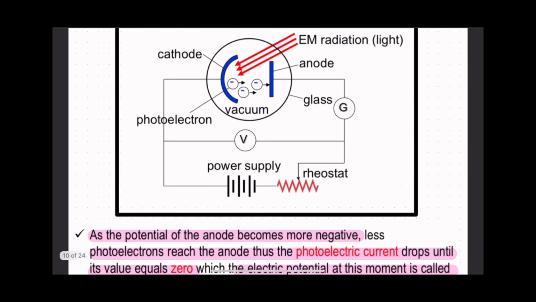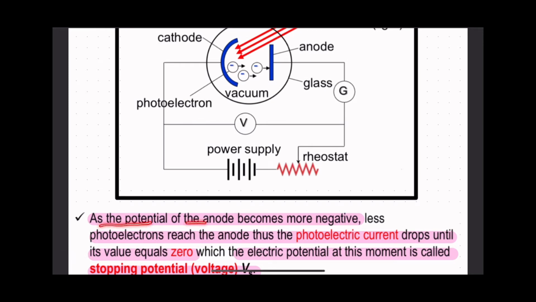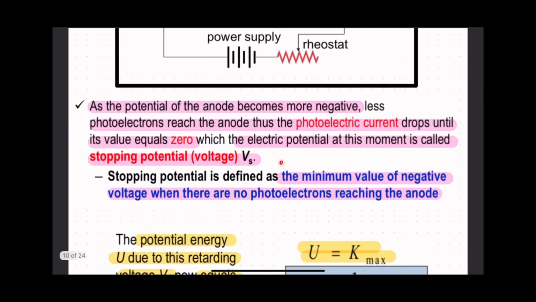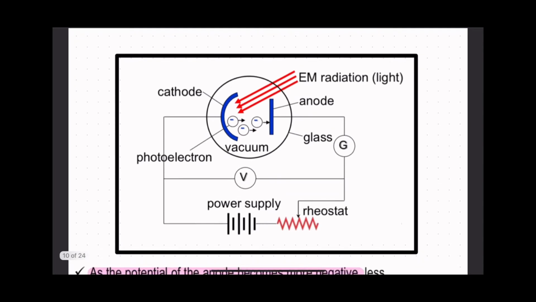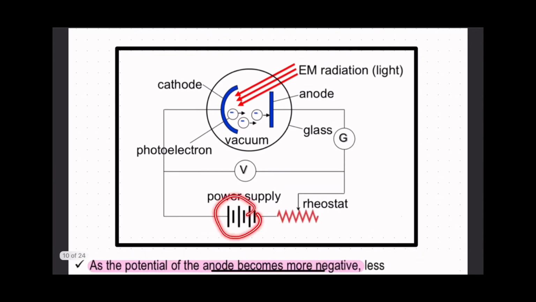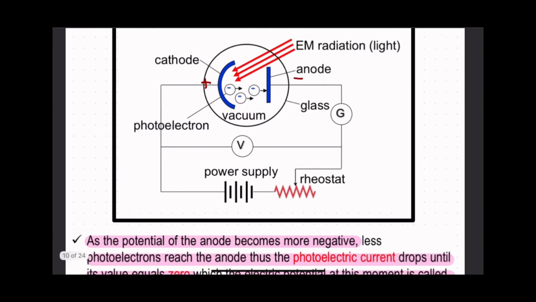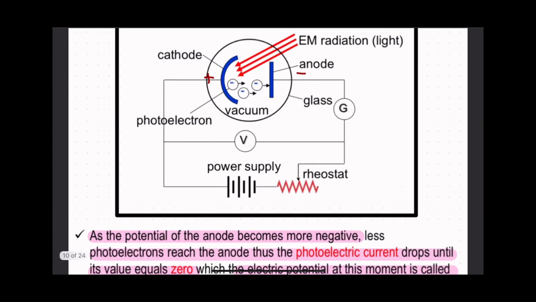So next, okay, as the potential of the anode become more negative, less photoelectron reach the anode, thus the photoelectric current drops until its value equal to 0. So ni berlaku bila? Okay, first kali sebelum you nak berlaku yang case ni, okay, kita alternate power supply. So power supply sekarang, cathode will be positive and then anode will be totally negative. So at this time, the potential of the anode is become more negative.